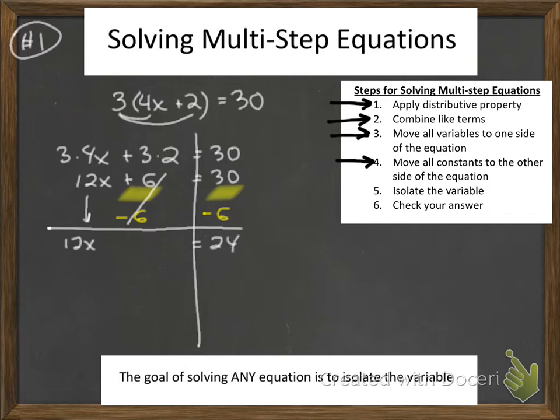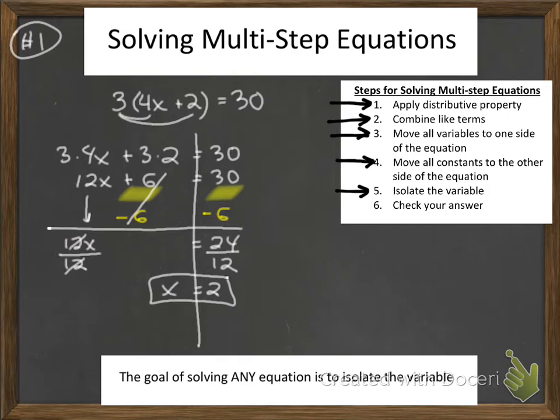Okay, so now we have isolated our variable term. Our variable term is 12x, but now we need to get x all by itself. So how do we get rid of our 12? Well, 12x literally means 12 times x. What's the opposite of multiplying by a number? Well, the opposite of multiplying by a number is dividing by that number. So we need to divide both sides by 12. So now we have x is equal to 24 over 12, or x equals 2.